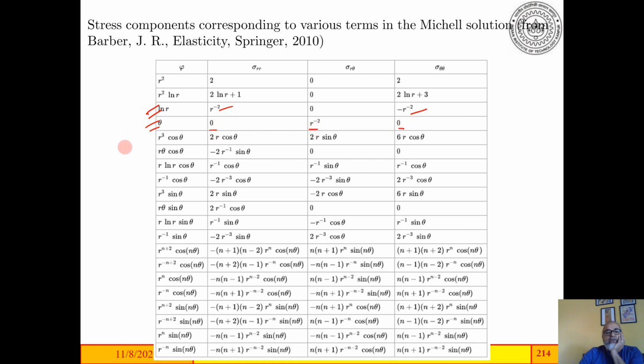Then we have these terms, which don't go to 0. This goes to 0 as well.